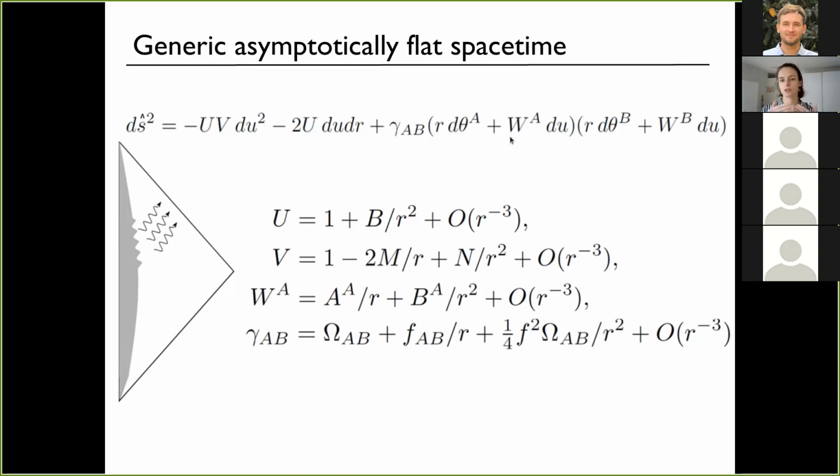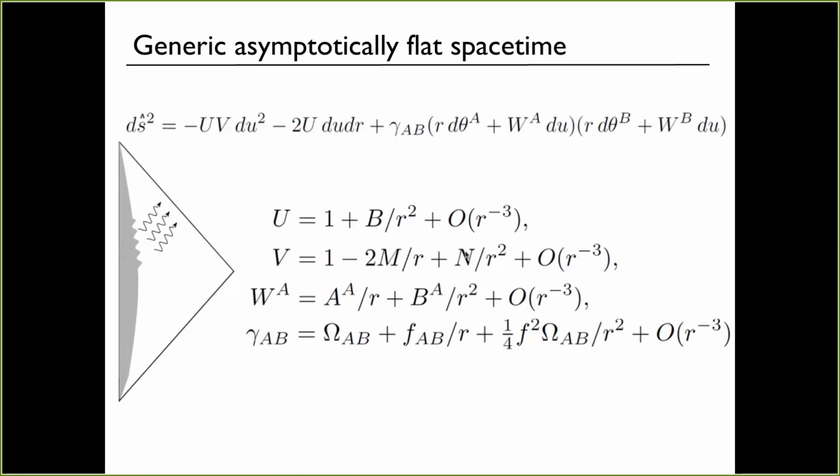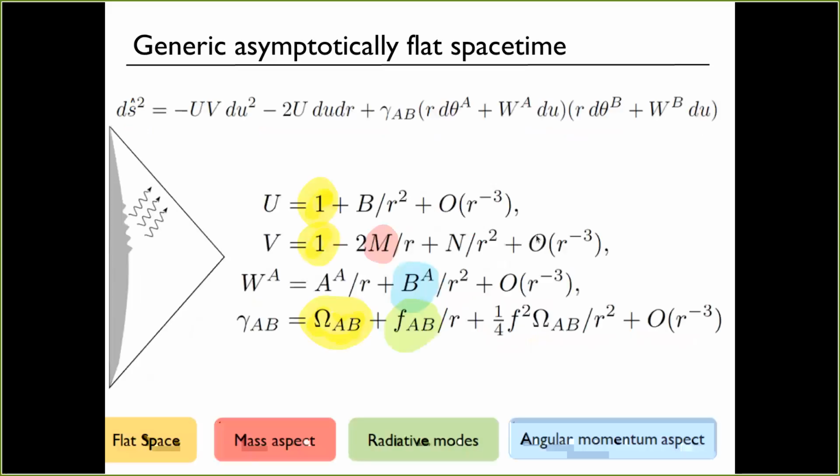satisfy a particular decay. So I'm saying that as I approach scry, u needs to decay as 1 plus some function b, which is a function of the coordinate u and these coordinates on the two-sphere, over r squared plus extra terms. Now, to give a little bit more structure, because this seems maybe a little overwhelming, let's color the important terms.